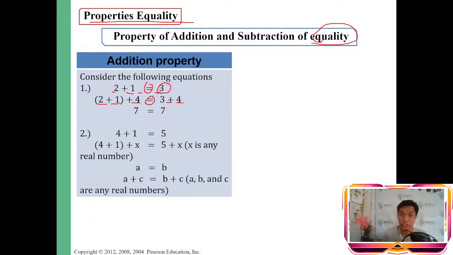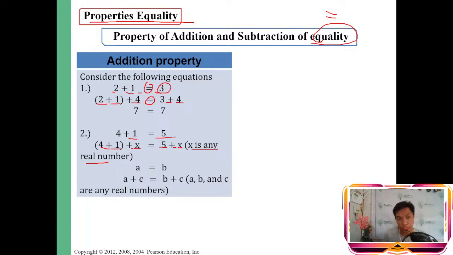Equality means equal. 4 plus 1 equals 5, and another one, 4 plus 1 plus x equals 5 plus x. X is any real number, 2, 3, 4, 5, any. So take note, any real number.